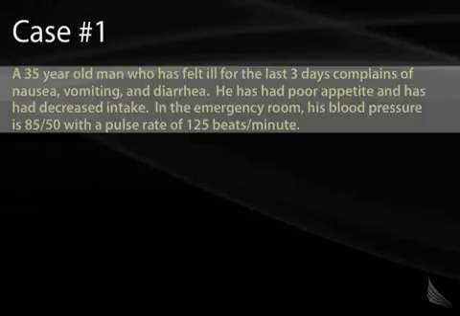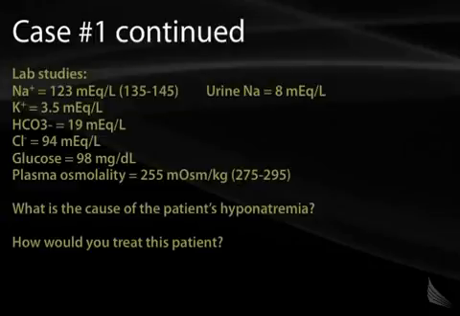Let's walk through a few cases. A 35-year-old man who has felt ill for the last 3 days complains of nausea, vomiting, and diarrhea. He has had poor appetite, has had decreased PO intake. In the emergency room, his blood pressure is 85/50 with a pulse rate of 125 beats per minute.